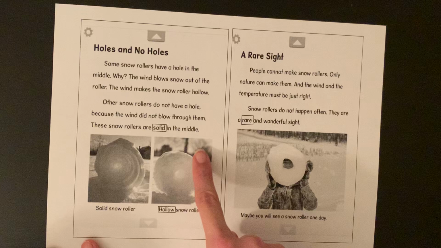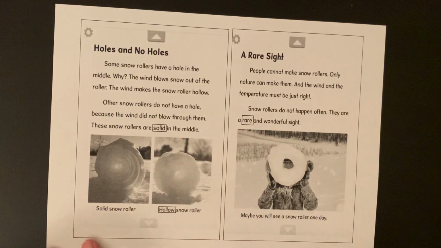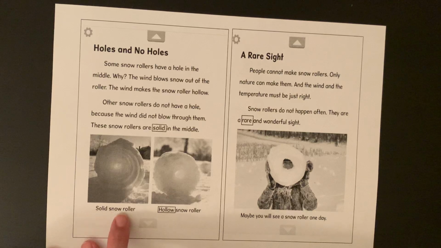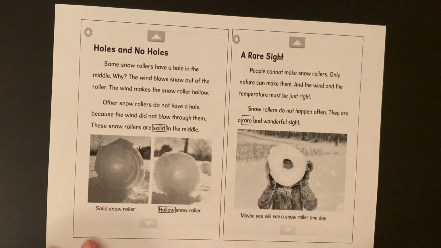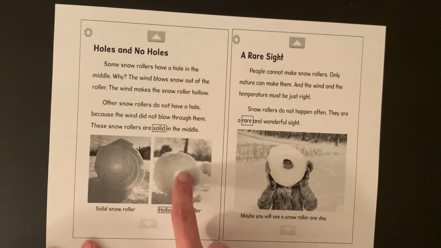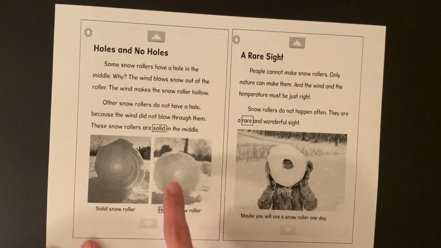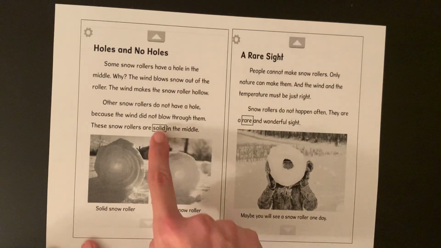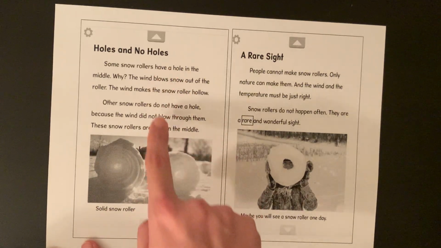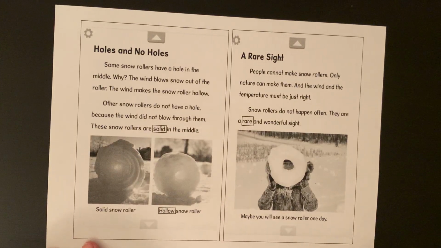And down here we have two pictures to show us what hollow and solid means. So here we have a solid snow roller. If you see, it's very dark and you can barely tell where the middle is there. And over here we have a hollow snow roller, which has a big hole right in the middle there. So we can see what the words mean, solid and hollow, and we can read to decide what the words mean.